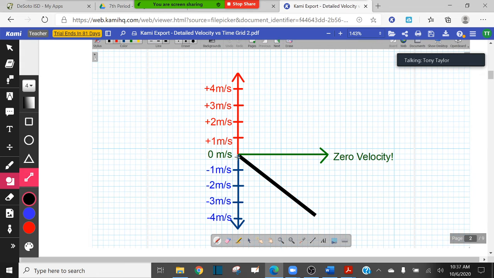Remember, as I read my graph from left to right, the line appears to be going further away from zero. Anything that's going further away from zero is speeding up, and anything that's going closer to zero is slowing down. Okay.